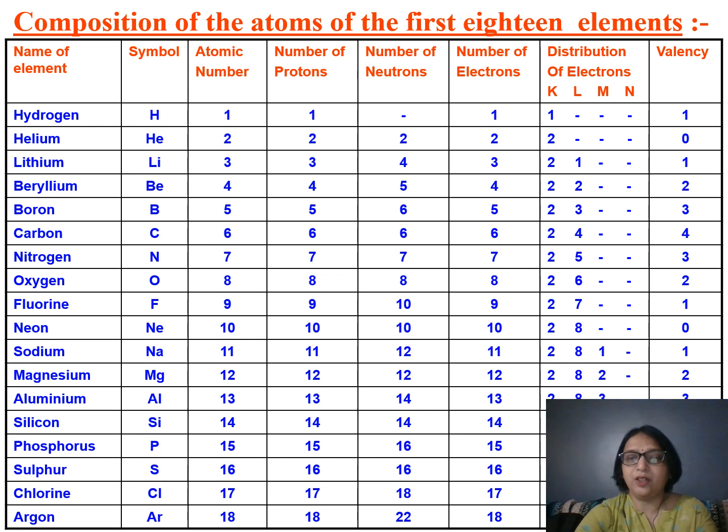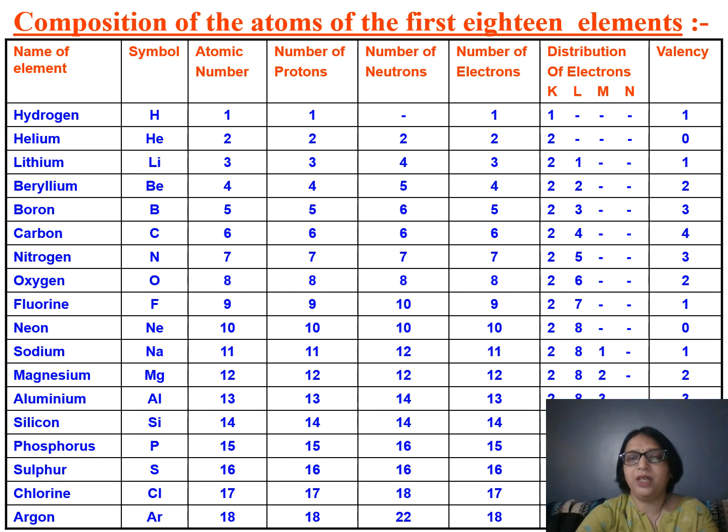As per the atomic number, the number of protons of that particular element will be clear. Atomic number is equal to the number of protons, and the number of protons is equal to the number of electrons. The mass number is the number of protons plus the number of neutrons. So as we know the mass number, we can also get the number of neutrons.